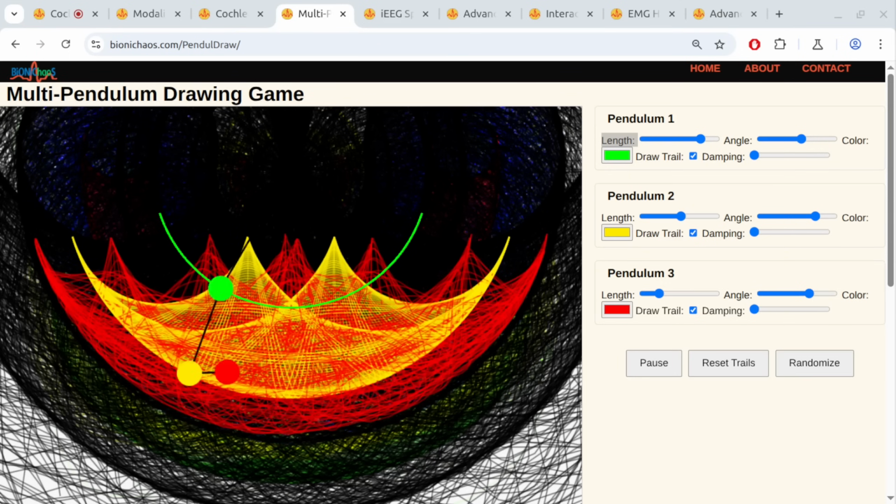To summarize, the screen shows a multi-pendulum drawing game that creates complex patterns using multiple pendulums. The simulation of complex systems can be related to analyzing biological data and AI-driven analysis. Improvements could include more complex physics, increased interactivity, and enhanced data analysis features.